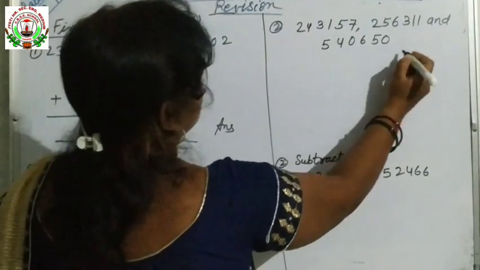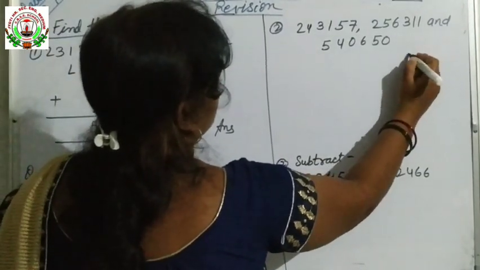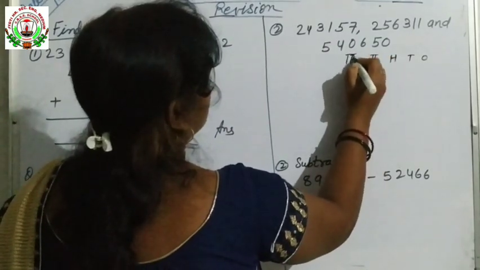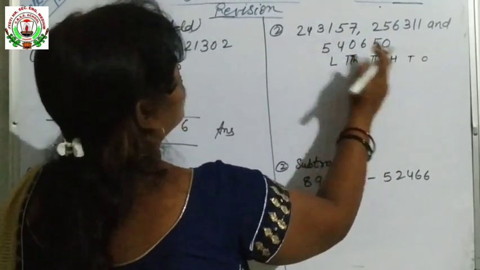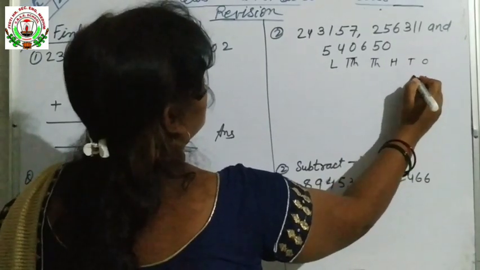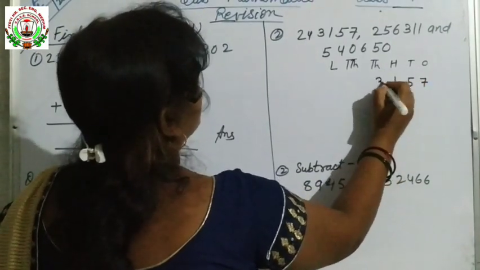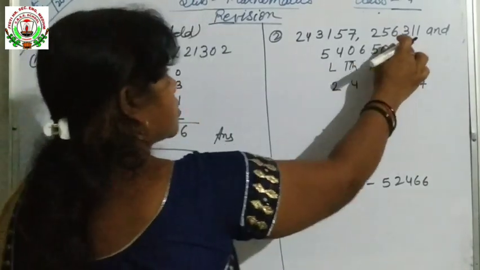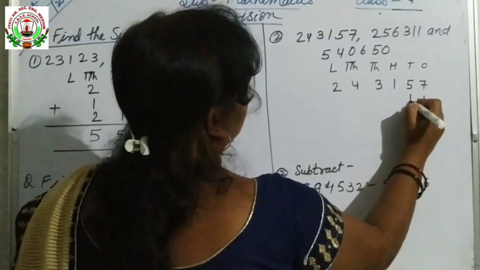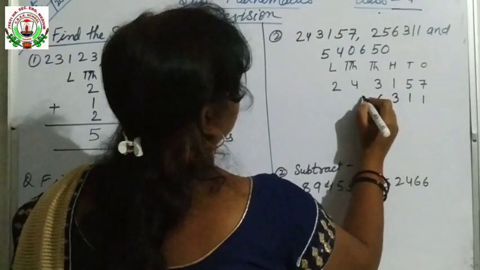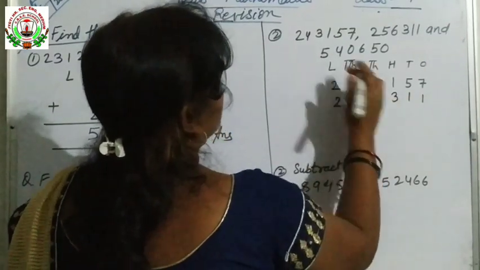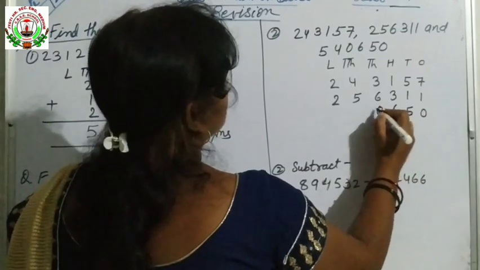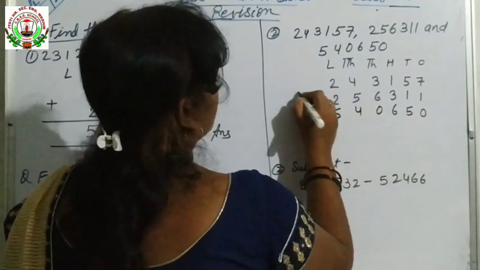It will be given in the question. So you will do again ones, tens, hundreds, thousands, ten thousands, lakhs. Put this number first: 7, 5, 1, 3, 4, 2. Okay. Now next number: 1, 1, 3, 6, 5, then 2. Next number: 0, 5, 6, 0, 4, 5.